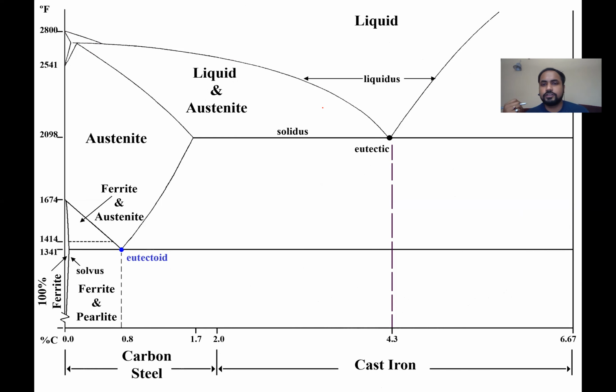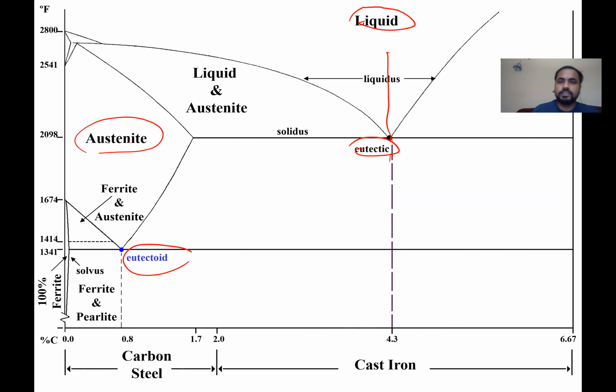The reaction that I told you about earlier was the eutectic reaction, in which one liquid transforms into two solids. In this case, the liquid at the top transforms into two solids, austenite and cementite. In a eutectoid reaction, you have one solid that transforms into two different solids. In this case, we have ferrite and cementite. That's how the transformation happens, and this reaction is called the eutectoid reaction.